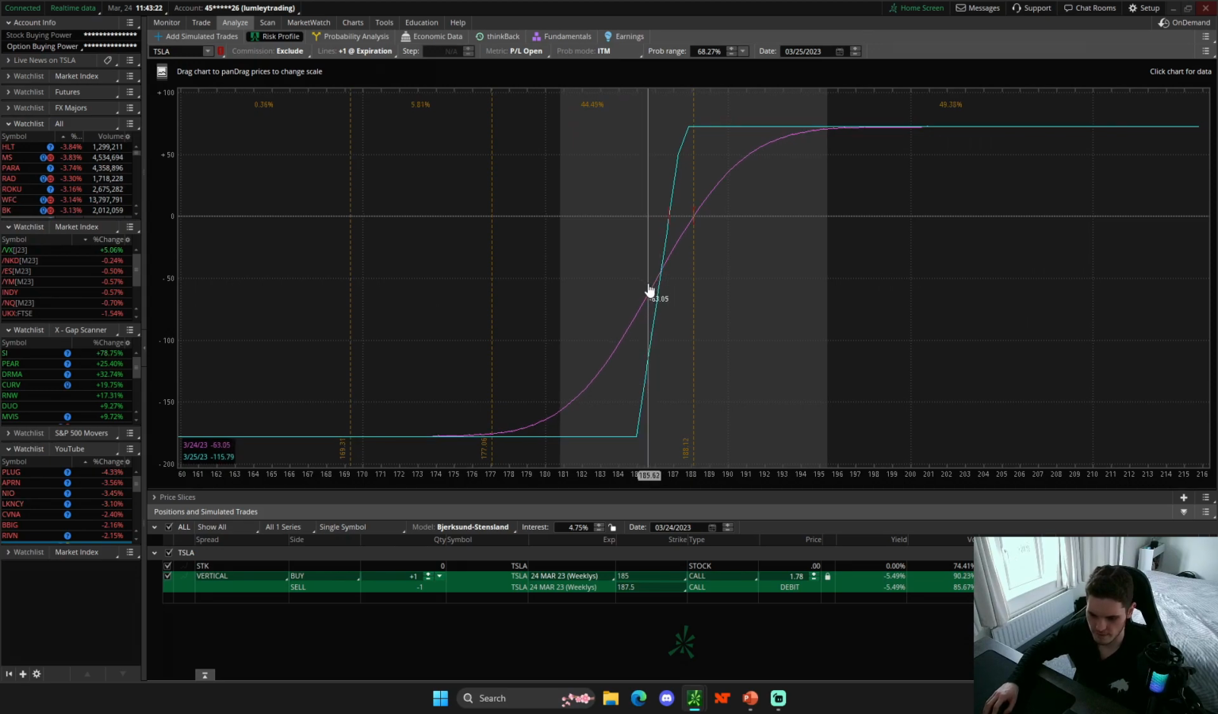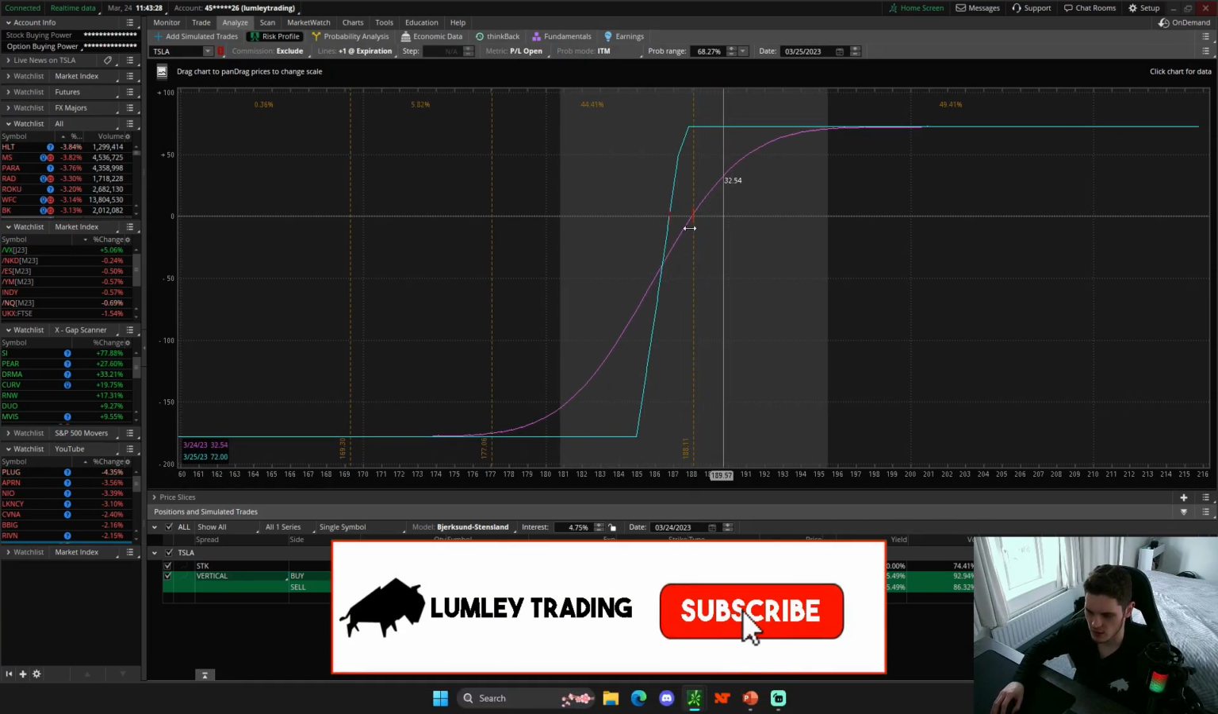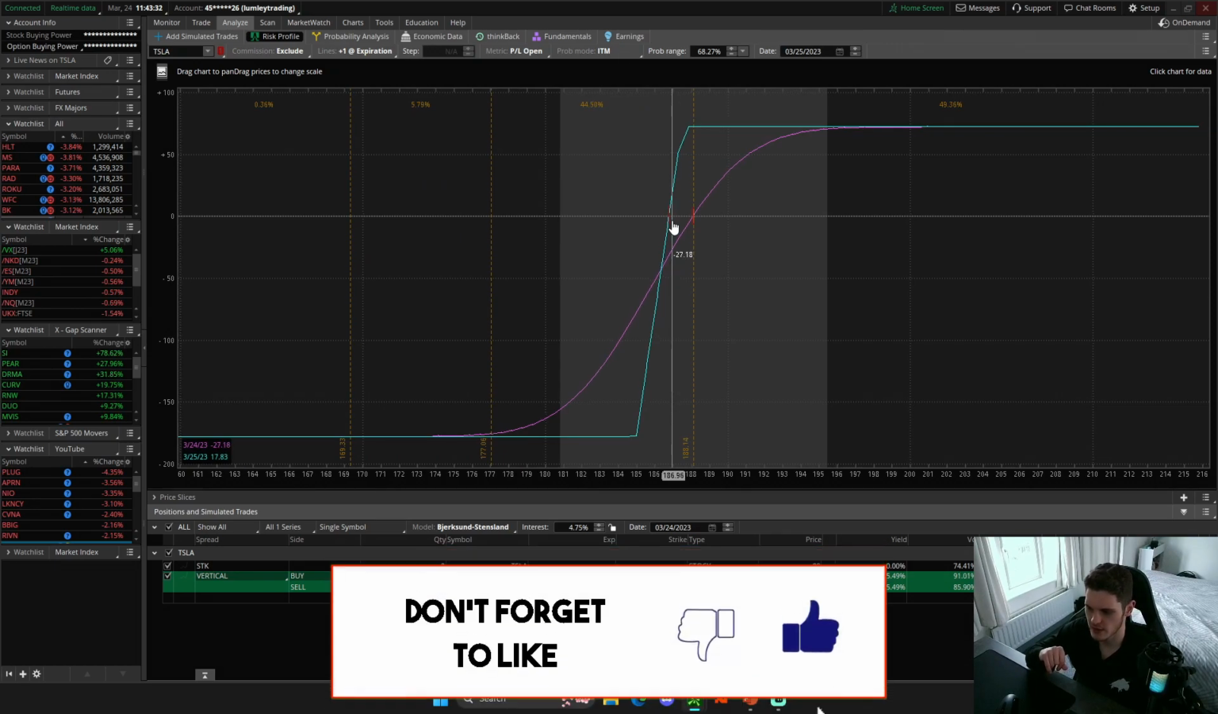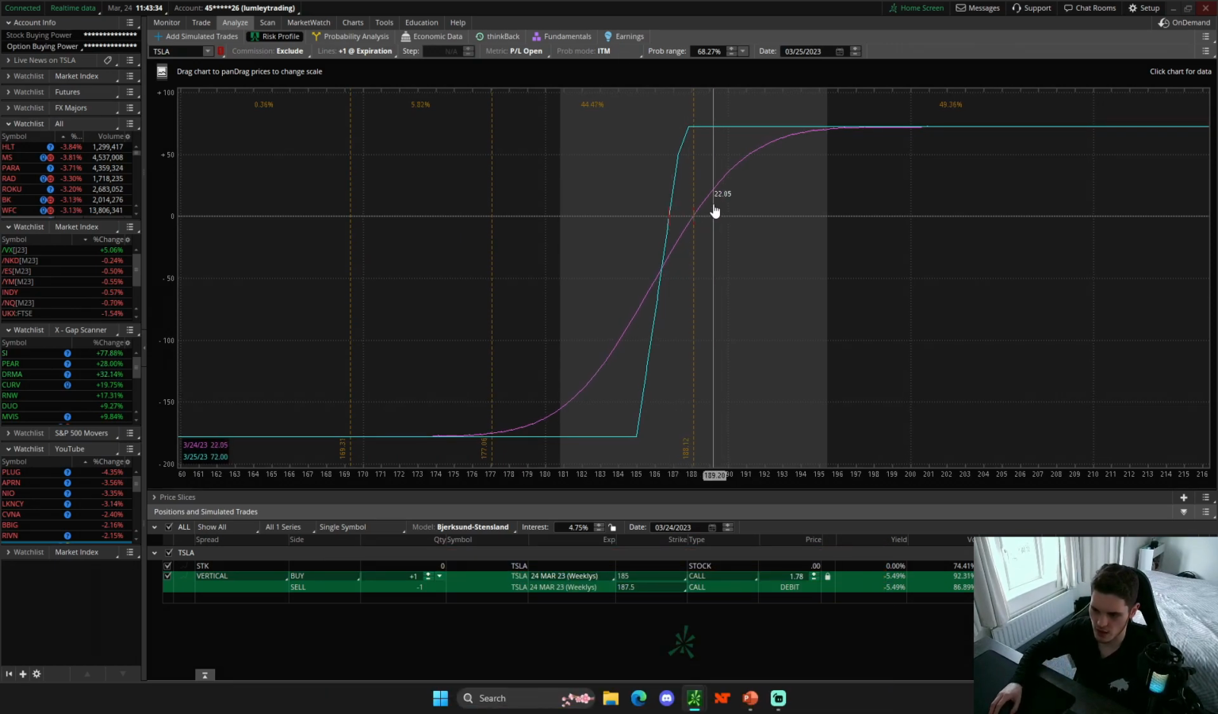You might only lose, say, $50 or $100, but if it goes all the way, obviously you're going to lose $180. Now, on the other side, if it ends up closing above that 187.50, what's going to be your max reward? In this case, it's going to be $72.